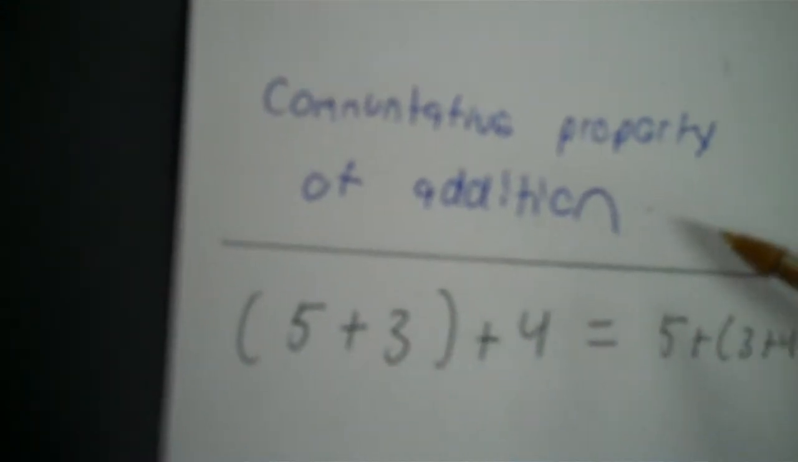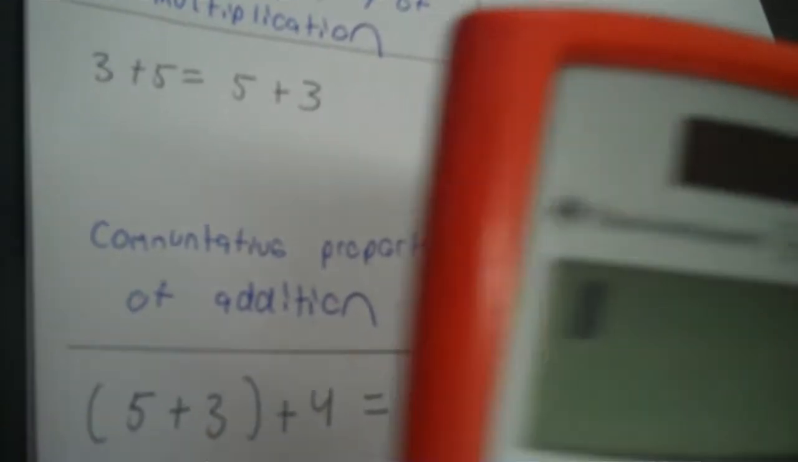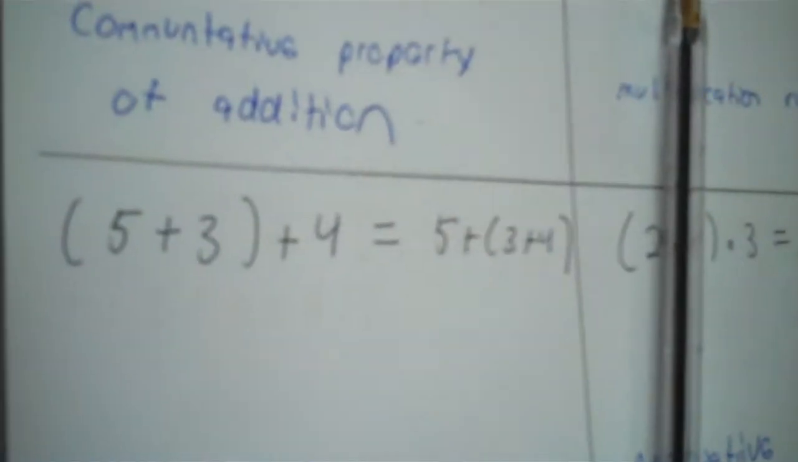Okay, now I want to talk about the commutative property. Plus and times it works, but subtraction, there is no commutative property of subtraction because 6 minus 2 might be 4, but 2 minus 6 is -4, so it's not commutative. And in division it doesn't apply because 10 divided by 2 is 5, but 2 divided by 10 is 0.2.